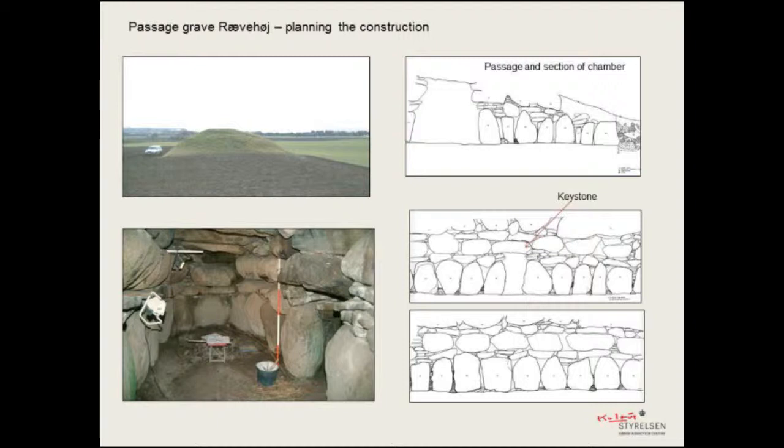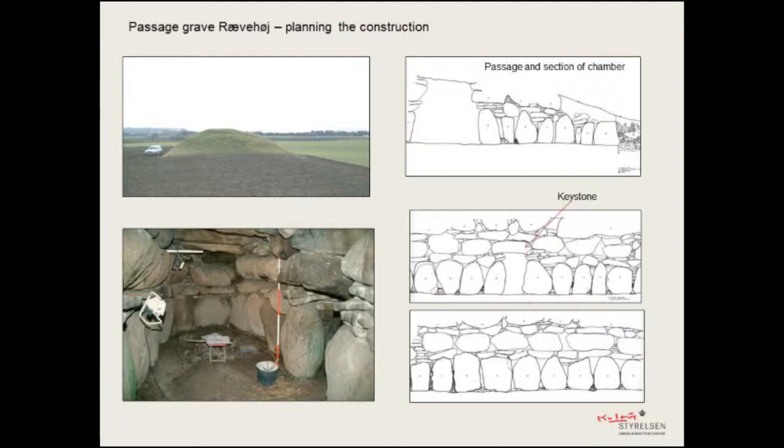The passage grave Revehøj, here in the picture, is an illustration of this. The chamber is 2.3 meters high with 3 intermediate layers on the orthostats in a corbelled structure. The capstones are lying on the upper intermediary layer with only a small overlap. In fact, they are significantly shorter than the width of the chamber at floor level.